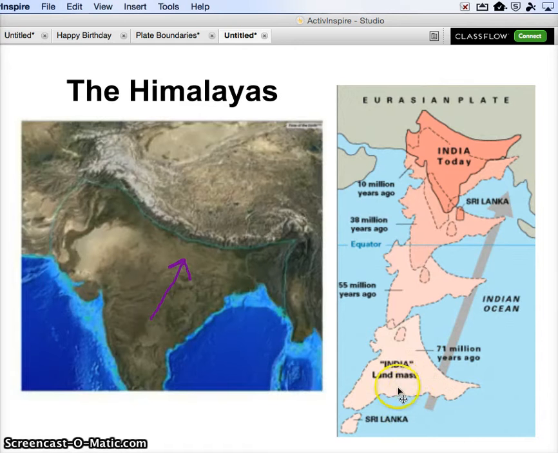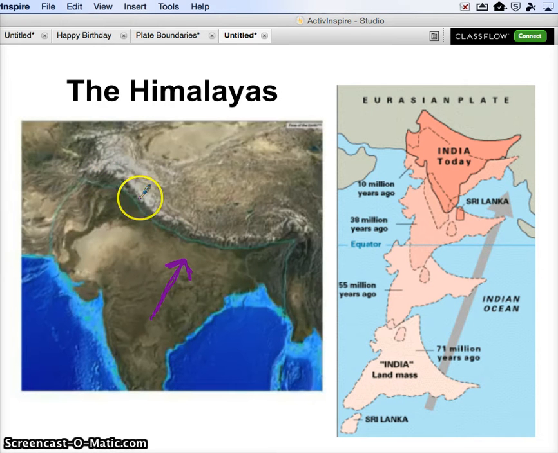An example. On the right here, you're going to see India. Millions of years ago, India was not connected to Asia, and as it drifted northward, it ran into the Asian continent. It actually still is moving north and pushing into the Asian continent.